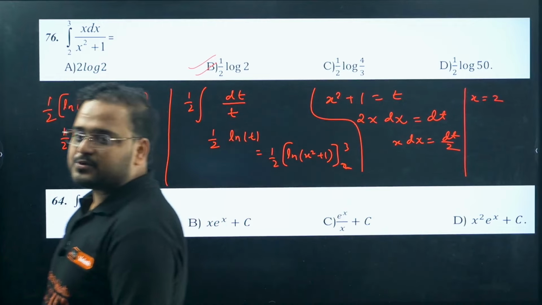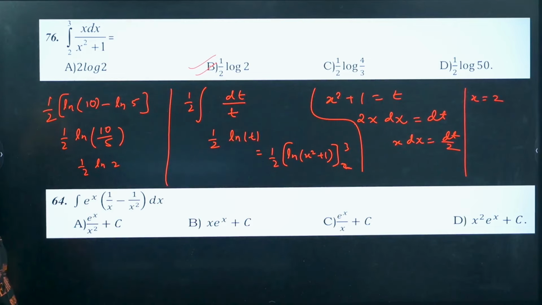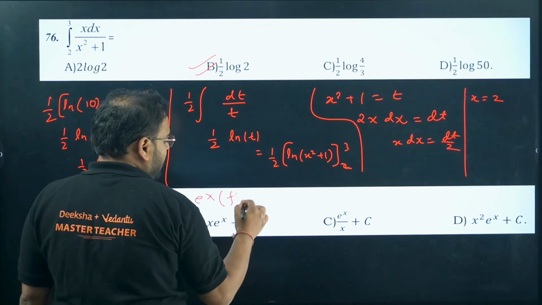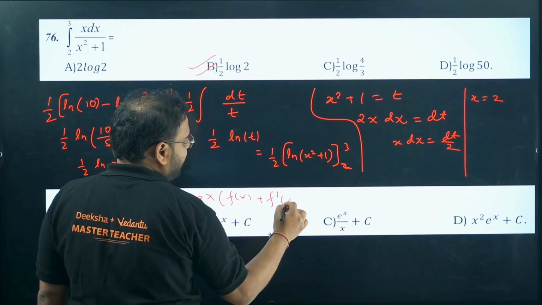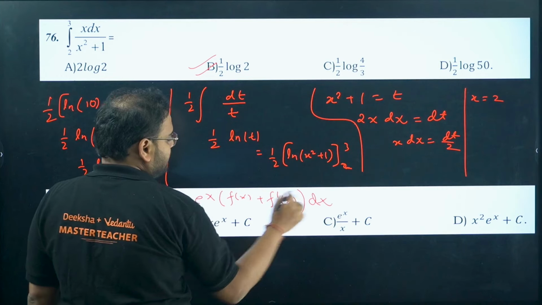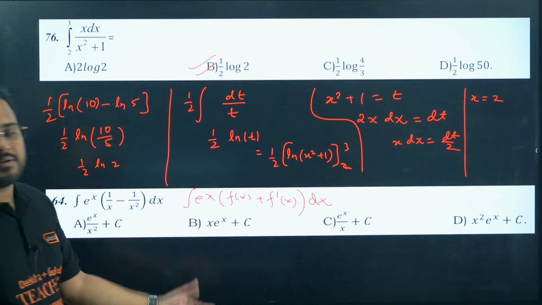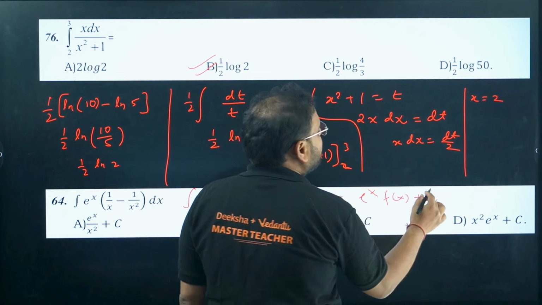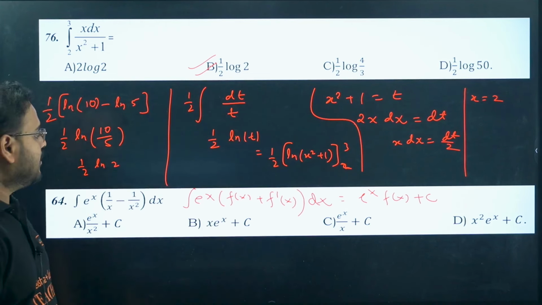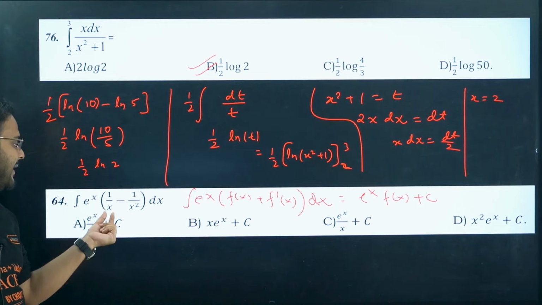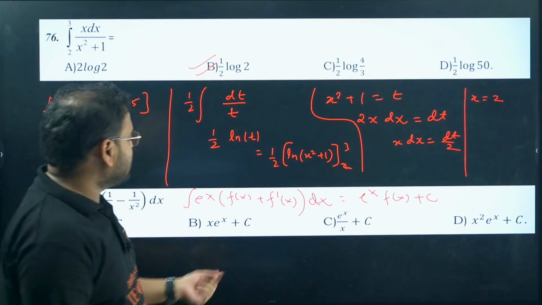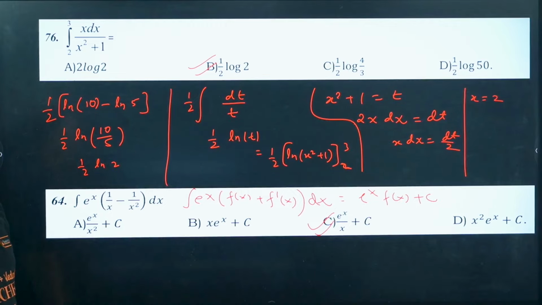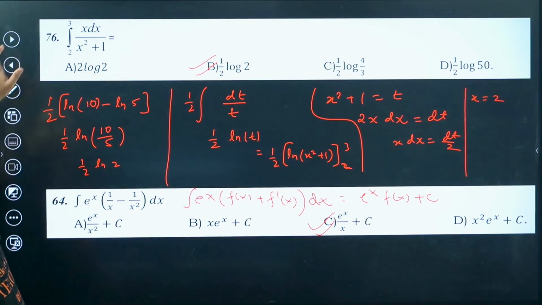Next question can be solved. This simple one, this is direct answer, right? This is the form e^x [f of x plus f dash of x]. The derivative is given. The answer is given by e^x f of x plus c if it is an indefinite integral. So answer becomes, check here, this is your f(x), 1 by x, derivative is minus 1 by x square. So answer is option C. Fair enough. Let's move on. Next question.